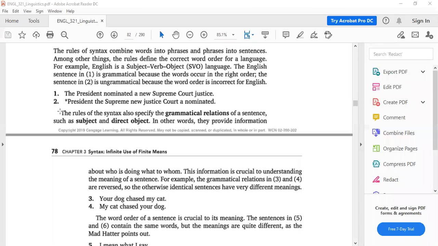The rules of syntax also specify what? The grammatical relations of a sentence. What do we mean by grammatical relations? If I ask you, I think the functional words in the sentence. Grammatical relations. So we said that in 1, syntactic rules define the correct word order. Number 2, the rules of syntax specify the grammatical relations of a sentence.